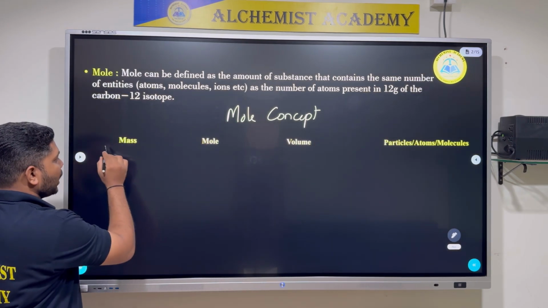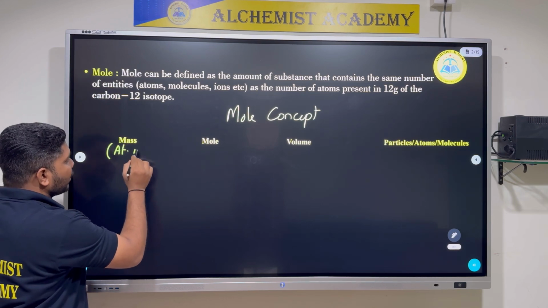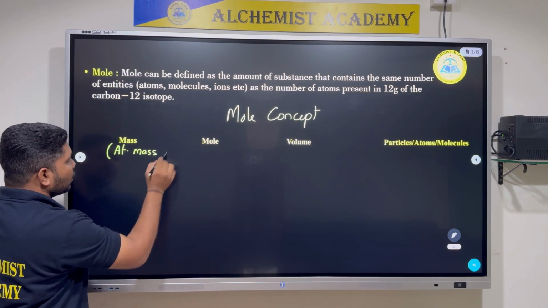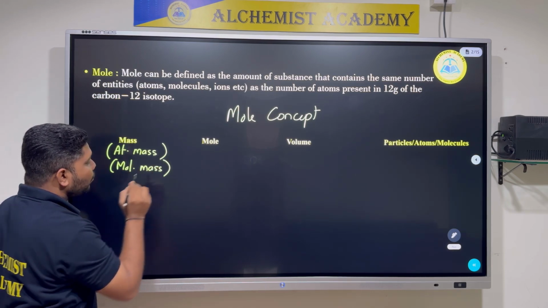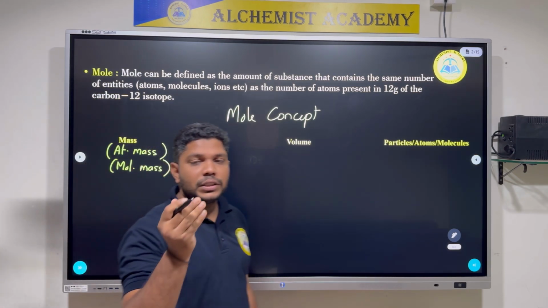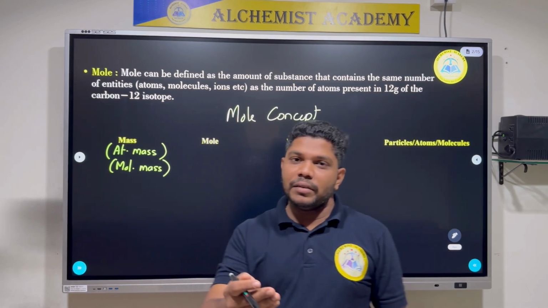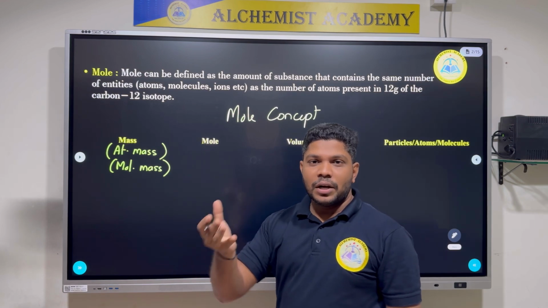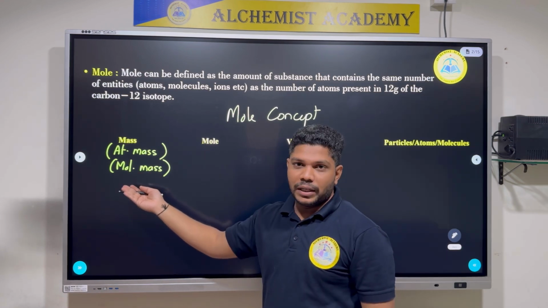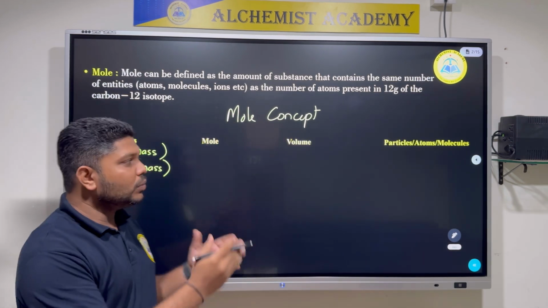Now when I say mass, you can consider either atomic mass or molecular mass, depending upon which compound or substance they have given us. If they have given us a particular atom, then it will be an atomic mass. If they have given us a molecule, then it will be a molecular mass. Okay, so let's see how this works.